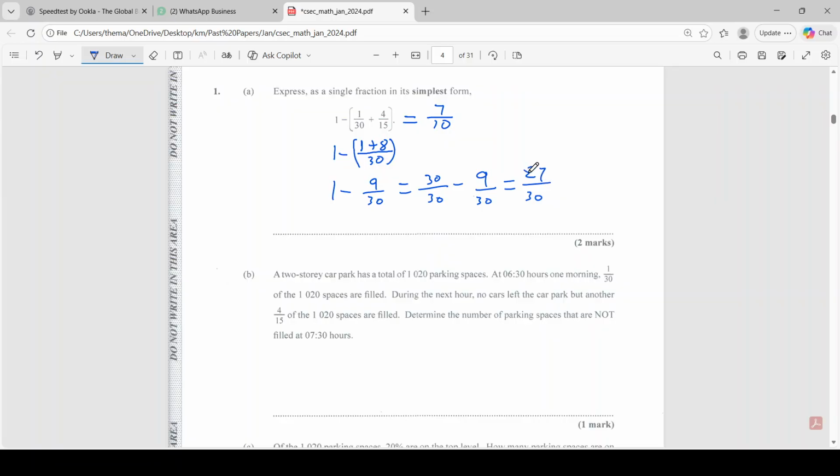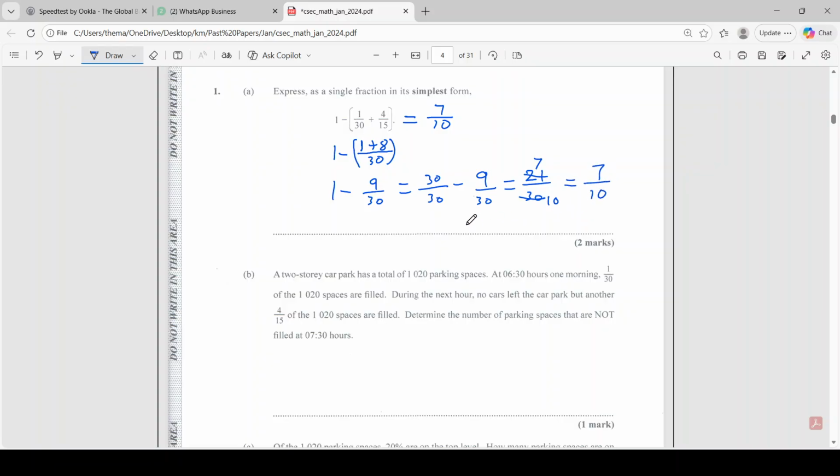This could be reduced. 3 into 27 is 9. Sorry, we have a mistake here. 30 take away 9 is 21. 3 into 21 is 7, 3 into 30 is 10. So the answer is 7 over 10. So that's the calculator method and the showing-your-working method.